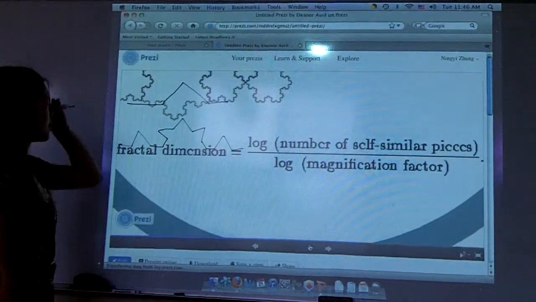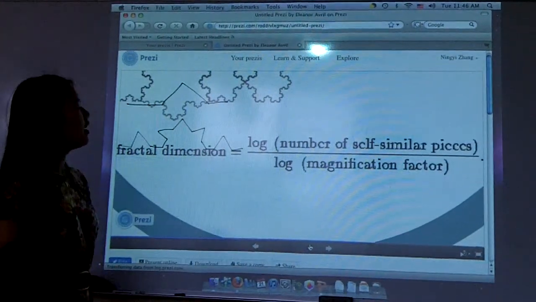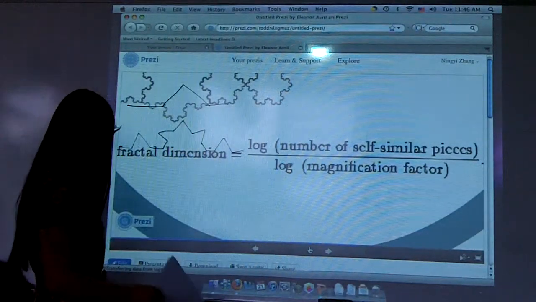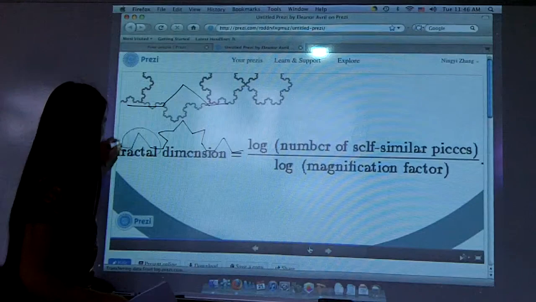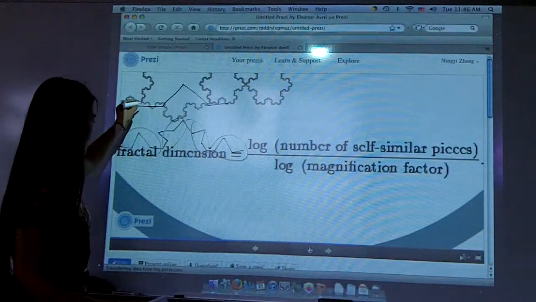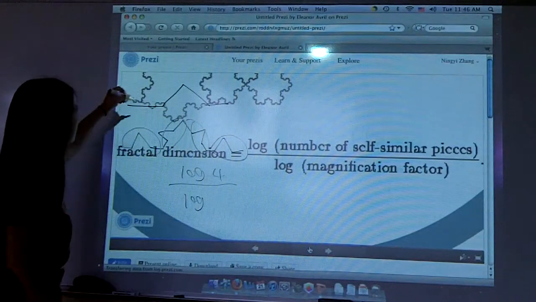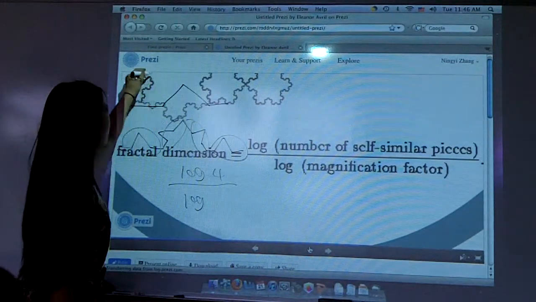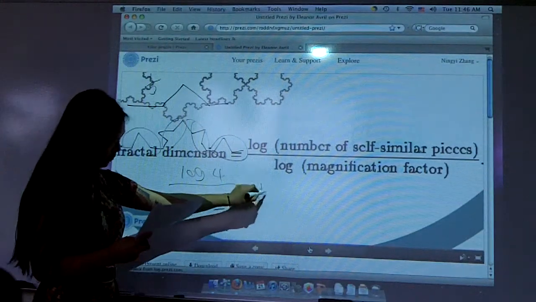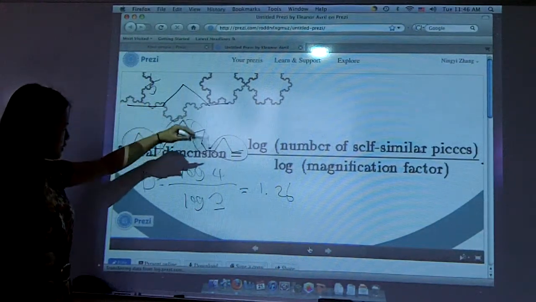function of fractal dimension. So log of the number of similar pieces over log of the magnification factor. So let's go back to this picture. So here it's 4 parts of similar pieces. So log 4 over, and because you're cutting each line in 1/3, so it's log 3, and it's equal to 1.26. So that's the dimension for this picture.